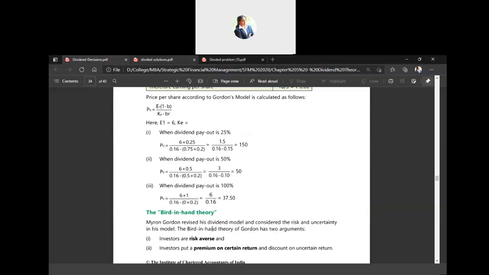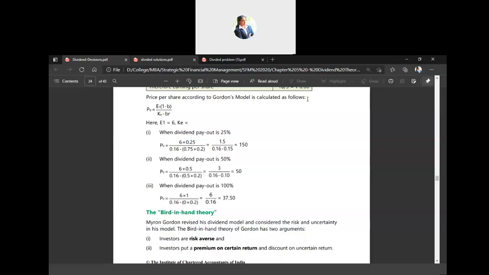Now speaking about the Gordon model of dividend decision, there is something called the bird in hand theory. Now the bird in hand theory, to summarize, tells that whenever it is dividend and the shareholders, they consider that the money earned today, or the money that shall be there in the hands today, is far better than the money or the future dividend or the future earnings.